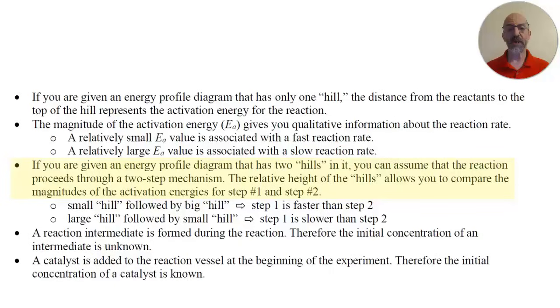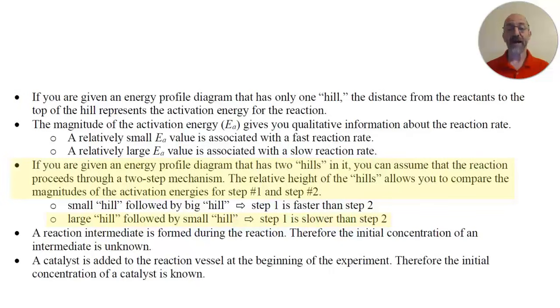So suppose you have two hills. If you're given an energy profile diagram that has two hills in it, you can assume that the reaction proceeds through a two-step mechanism. And the relative height of the hills in that energy profile diagram allows you to compare the magnitudes of the activation energies for step 1 and step 2 and decide which one is faster or slower. So if you see small hill followed by big hill, then that would mean that step 1 is faster than step 2. On the other hand, if you see large hill followed by small hill, that would mean that step 1 is slower than step 2.